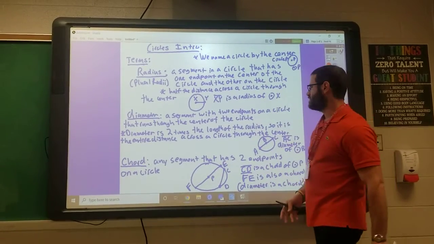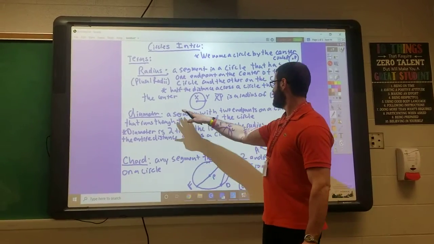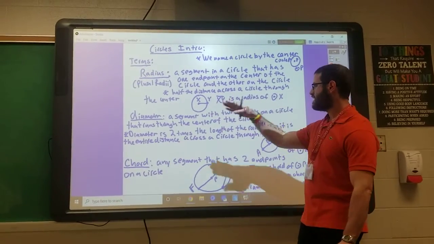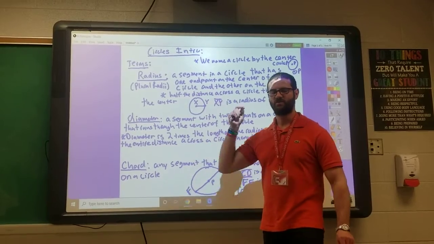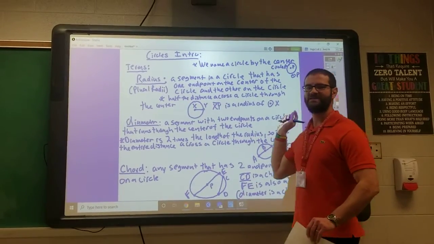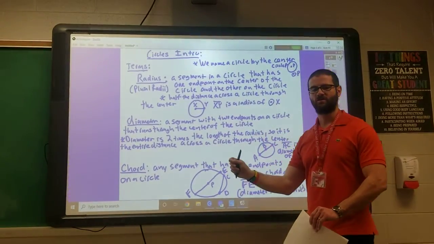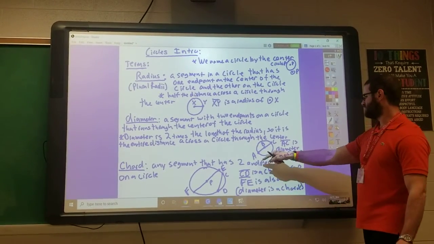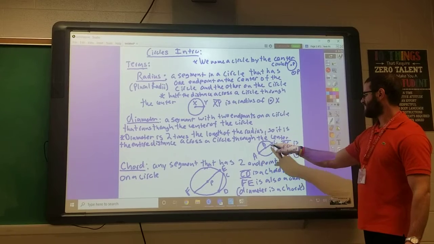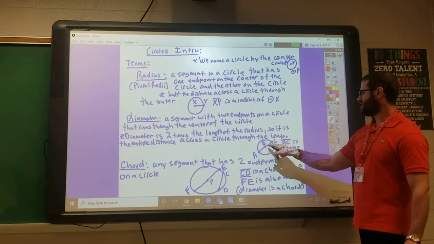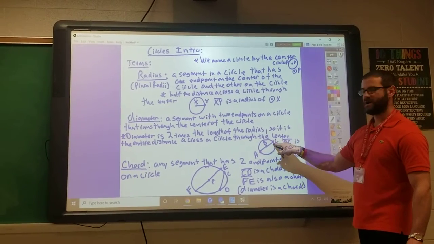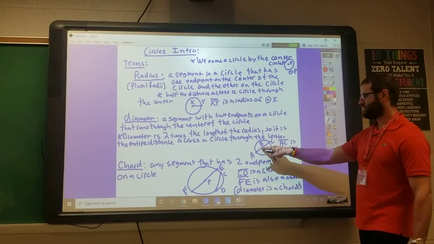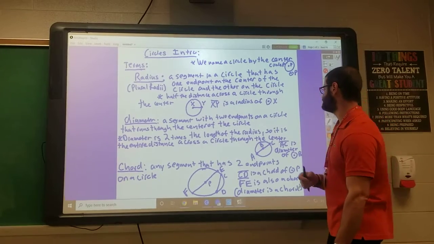What's a diameter? A diameter is a segment with two endpoints on the circle that runs through the center of the circle. So a diameter is actually 2 times the radius. It's the entire distance across the circle through the center point. Like in this diagram, segment AC would be a diameter of circle B, because B is the center point of that circle.